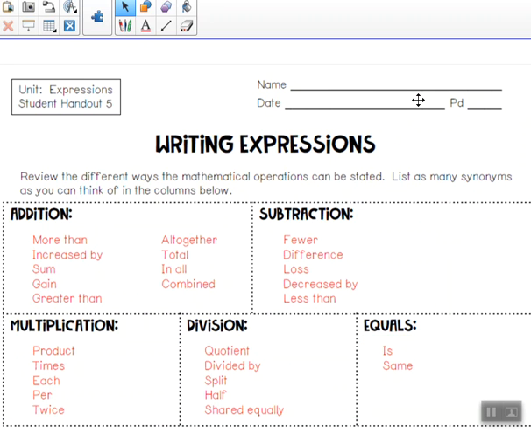All right, so there's a whole bunch of these words that we know that when we use them in a math setting, they mean a certain operation. Like if we say more than, or increased by, or sum, or gain, or something's greater than, we know that these words are indicators that we want to use addition. We also know that these are indicators we want to use subtraction. Okay, if we talk about fewer, the difference, lost, decreased, less than. Same thing for multiplication. Certain words let us know we're talking about multiplication. And division, you got the quotient, which is your answer, you're divided by, split something, half something, shared equally, those are division clues. And when we see is and the same, we can talk about an equal sign. So these words kind of let us know what we are doing mathematically, and we want to pay special attention to them because they're going to pop up quite a bit in this lesson.